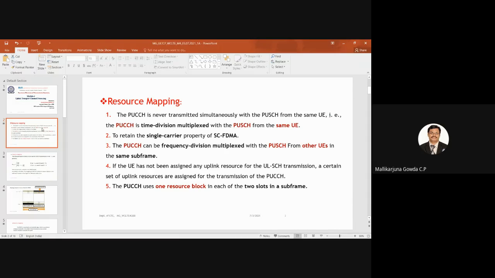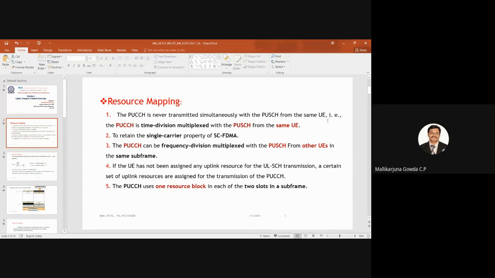are never transmitted simultaneously from the same user equipment. Hope you understand what I say. There are two uplink channels: one is the physical uplink control channel, and the second is the physical uplink shared channel. As I said, PUCCH, the physical uplink control channel, is never transmitted simultaneously with the PUSCH from the same user equipment.